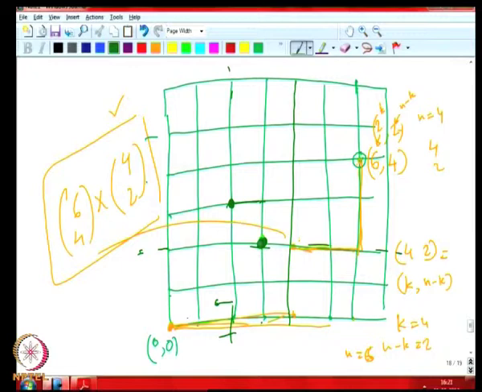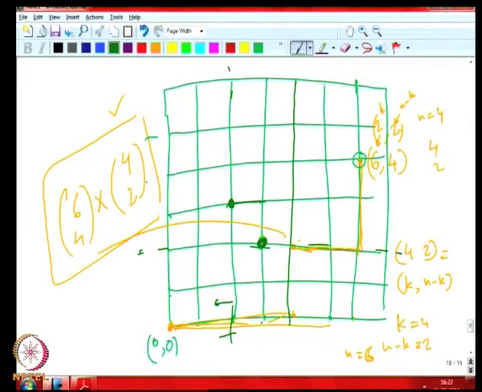So, the set of paths which are going through this point is disjoint from the set of paths that are going through this point. Therefore, according to the addition principle, we can add, because they are disjoint sets. Now, we just need to know how many paths will go through each of these points.